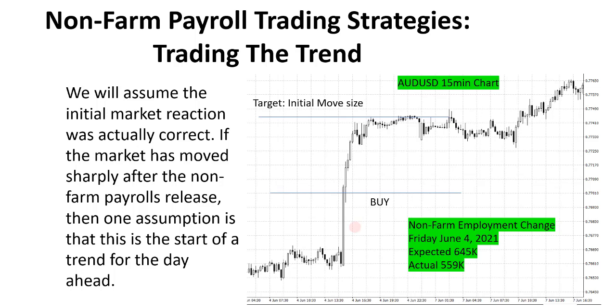As you can see, this particular release on June the 4th agrees. The data and the price action agree. The data says Aussie should rise, and this is Aussie US dollar for example. On this 15 minutes chart, you can see the Australian dollar rose in the first 15 minutes. So what you do is, after the close of that 15 minutes, you go long, and you target the initial move. Your target will be the first initial move.